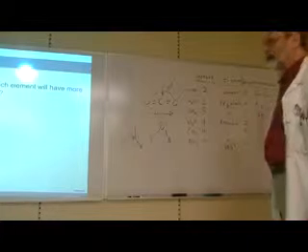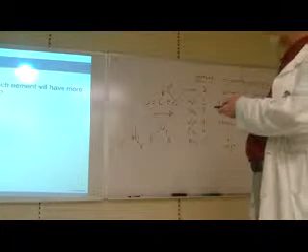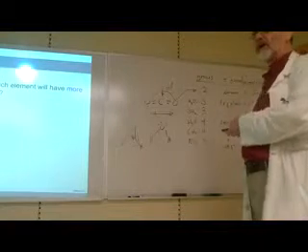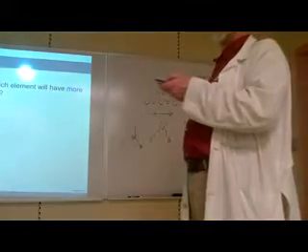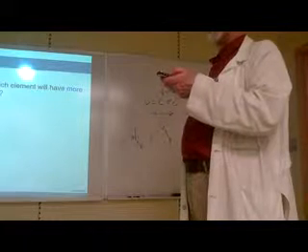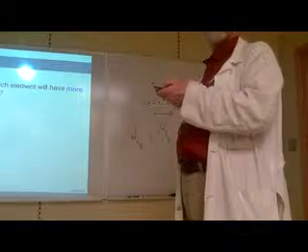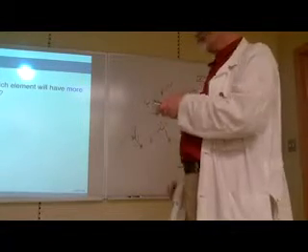So if we make a compound with lithium and fluorine, which element will have more attraction for the electrons? I just look where they are on the chart. Fluorine's way over here, lithium's way over there. So fluorine's going to have a stronger attraction for electrons. It's more electronegative.